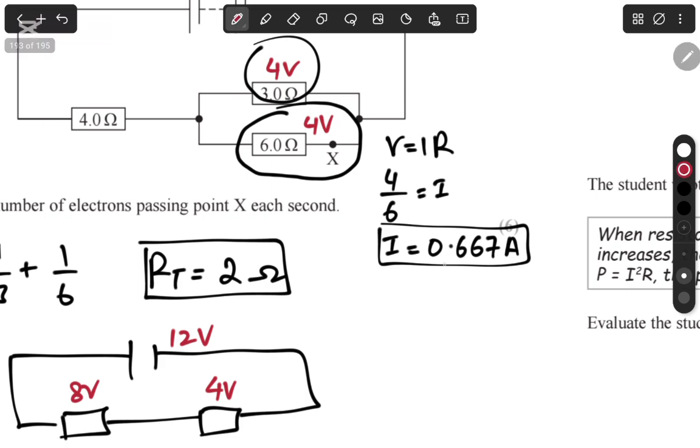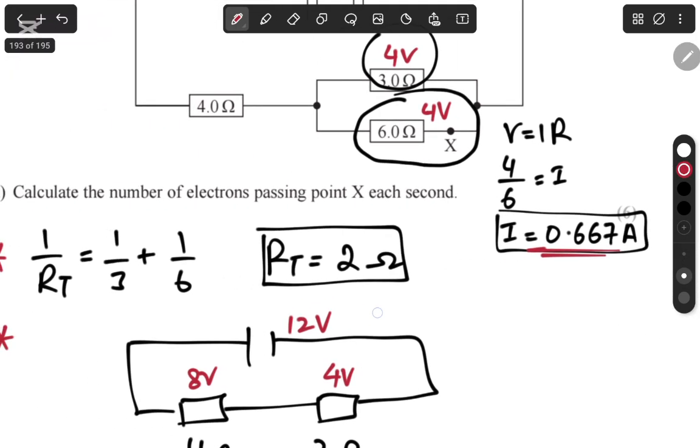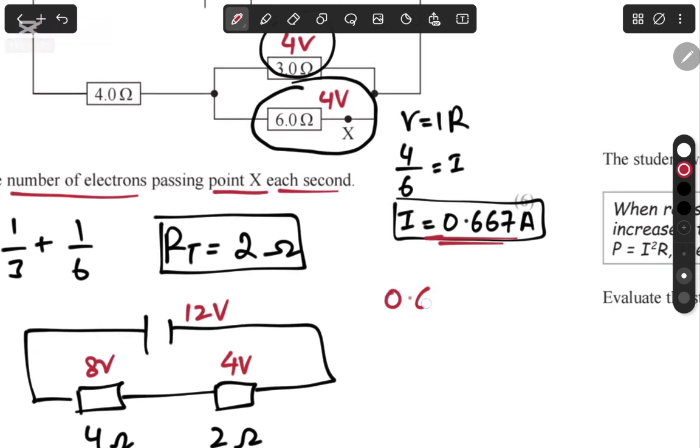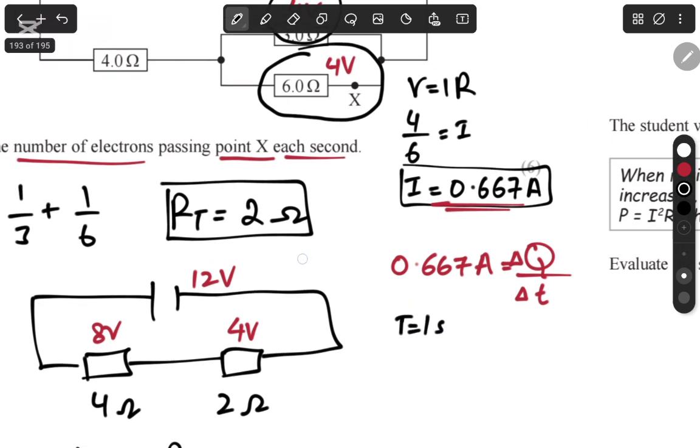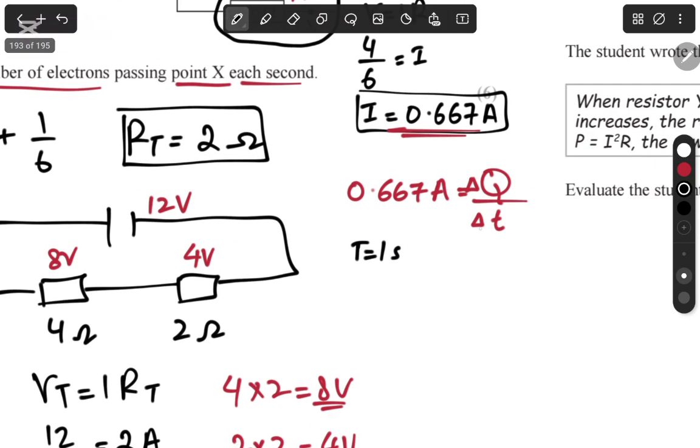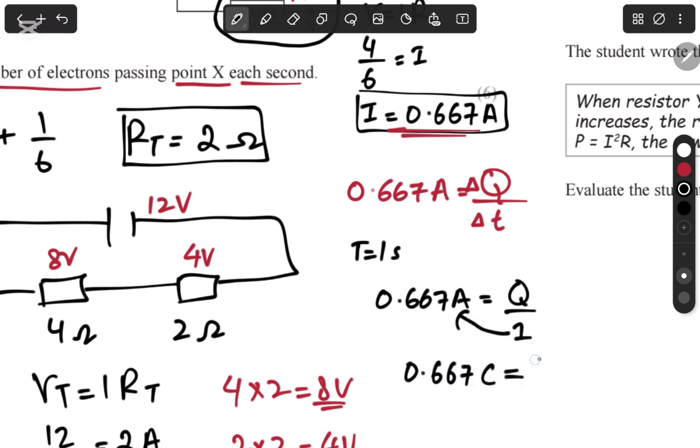So we have this current value over here. Now it's saying calculate the number of electrons passing X every second. So we can say 0.667 amps is equal to the change in charge over the change in time. And we can say time is equal to 1 second because they want the number of electrons passing through each second. So we take t as 1, and 0.667 amps is equal to Q divided by 1. So we get 0.667 coulomb is equal to Q.